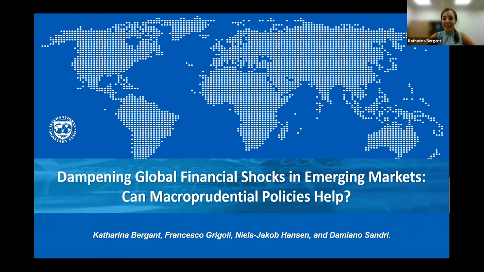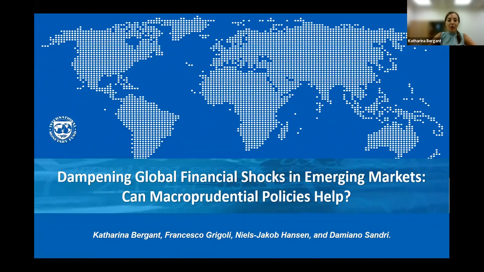This is really on point, and it's always great to present in such a session where topics are put together so we can focus on the same research question, and don't need to repeat the broader context. So I'm very happy to talk today about dampening global financial shocks in emerging markets. In this presentation, we will specifically focus on macroprudential tools. This is joint work with Francesco Grigoli, Nils Jakob Hansen, and Damiano Sandri. And obviously, these are our views and not the IMF's.